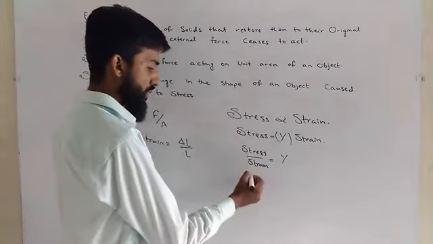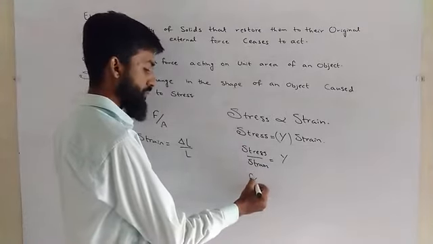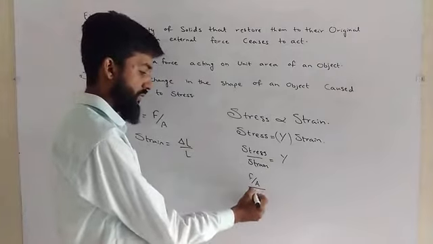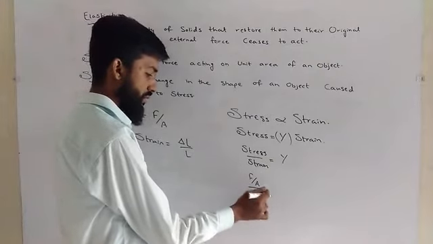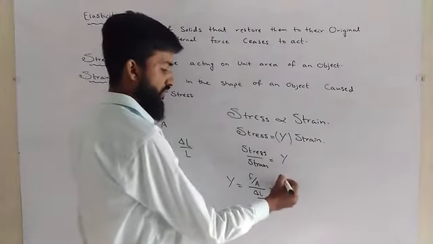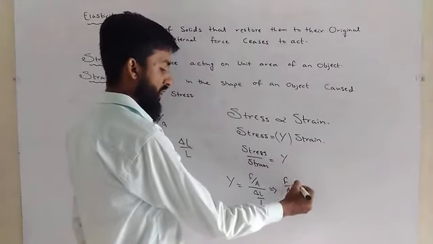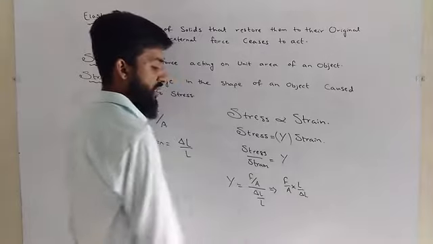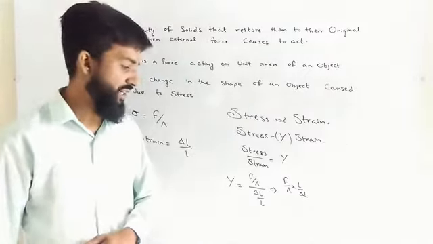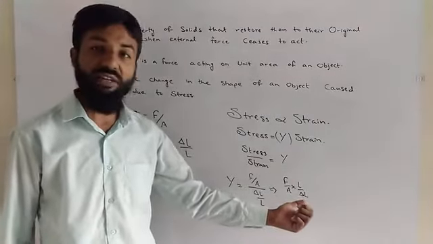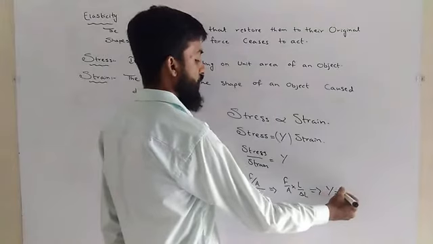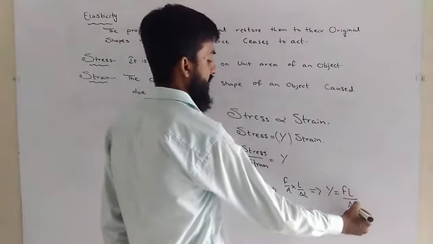The formula for stress is force upon area, and the formula for strain is delta L upon L. When we take the reciprocal of the denominator, we get F upon A multiplied by L upon delta L. L becomes the numerator and delta L is shifted into the denominator, and our equation will be Y is equal to F L upon A delta L.